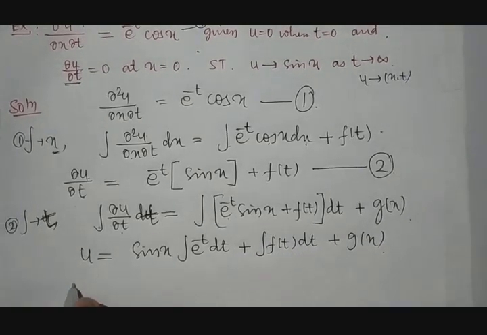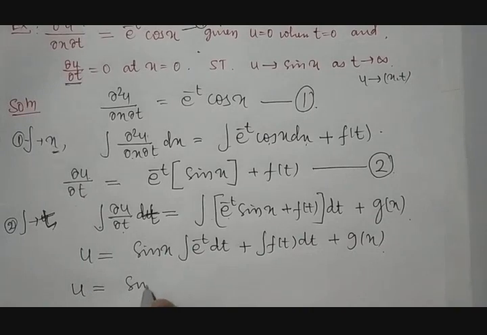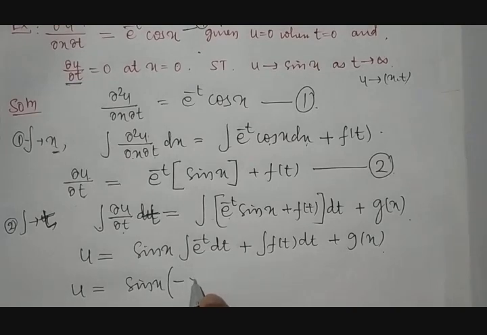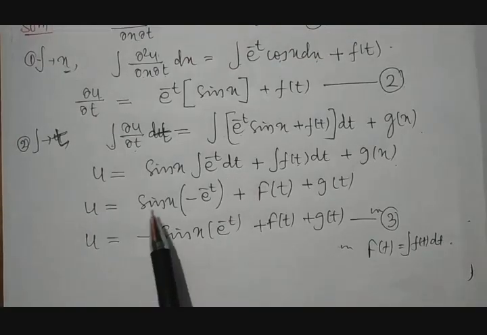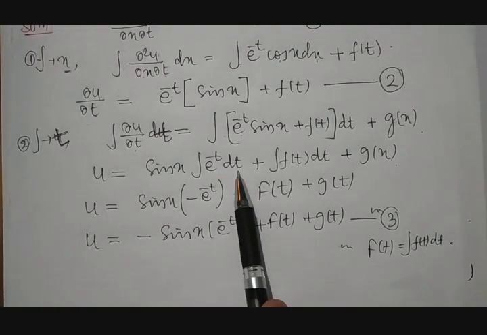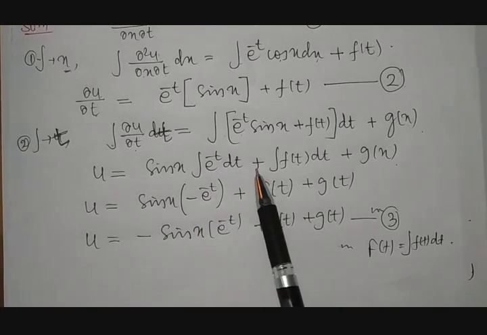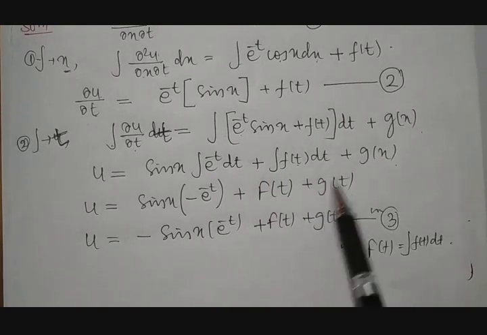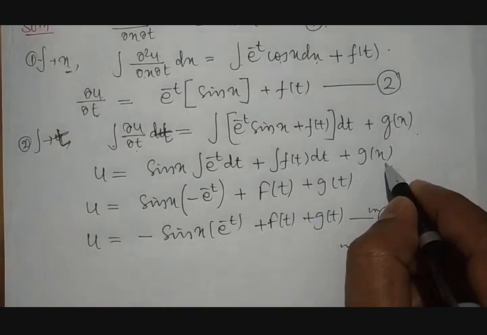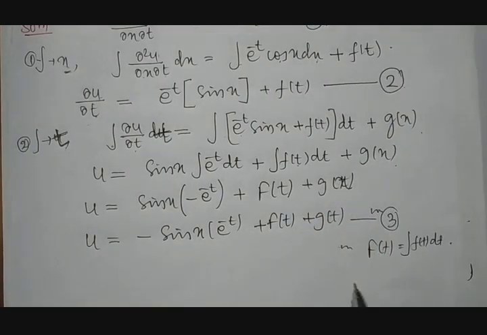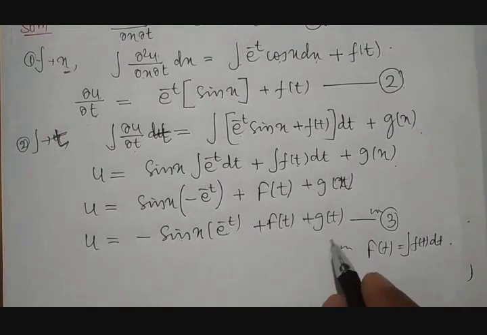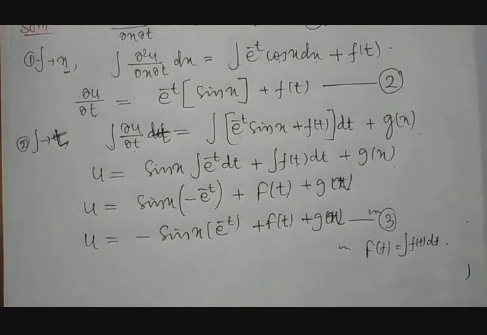Fine. Therefore, u is equal to sin x times the integration of e^(-t), which is nothing but -e^(-t), plus the integration of f(t) with respect to t. The integration of e^(-t) with respect to t is -e^(-t), plus the integration of f(t) with respect to t, which will be written as capital F(t), and the g(x) in the notation we have taken will be kept as it is. Fine. Then taking the minus out, u = -sin x e^(-t) + F(t) + g(x).